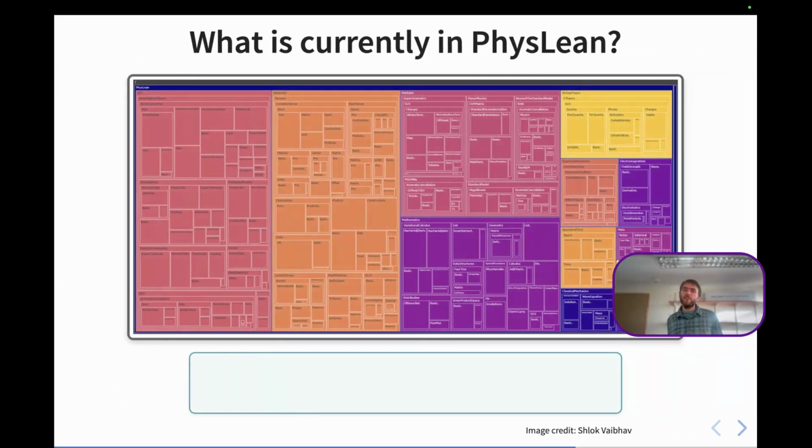So what is currently in PhysLean? This graph, you won't be able to see the details, but it describes the areas that are covered by PhysLean. The big red area on the left-hand side corresponds to quantum field theory. This orange area here is relativity, both special and general relativity. This block here is particle physics. Things like the standard model of particle physics, electrons, the Higgs potential, all of that sort of stuff. This thing here is string theory.